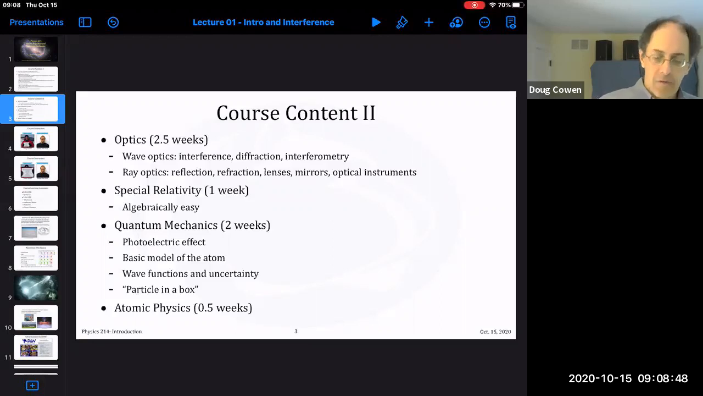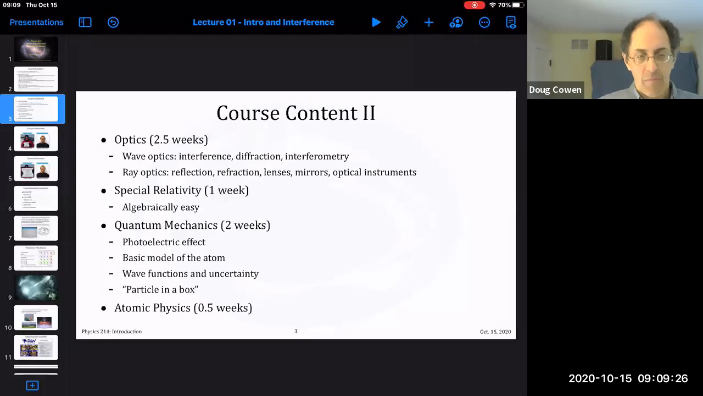Then we'll spend a week on special relativity, which is algebraically quite easy, but conceptually can be pretty challenging. We'll then spend a couple of weeks on quantum mechanics, talking first about the photoelectric effect, which is the discovery that Einstein explained, and he explained it so well that he was given his Nobel Prize for that discovery, and not for the discovery of special relativity, which was arguably a much more important discovery.